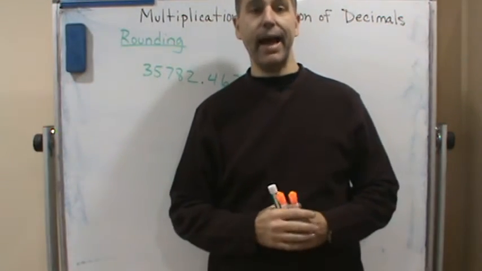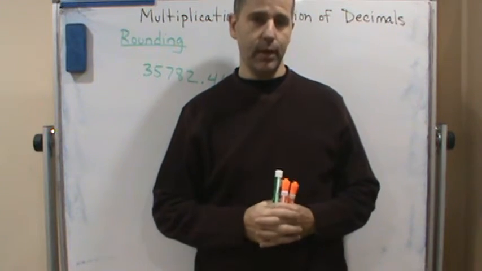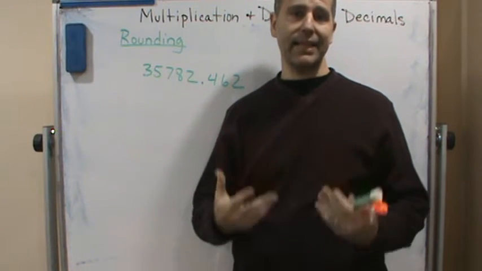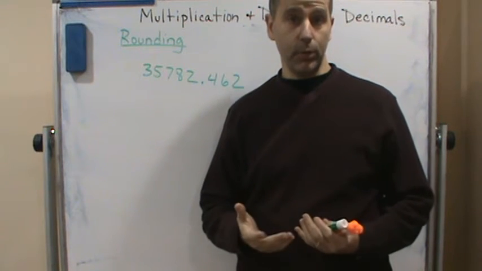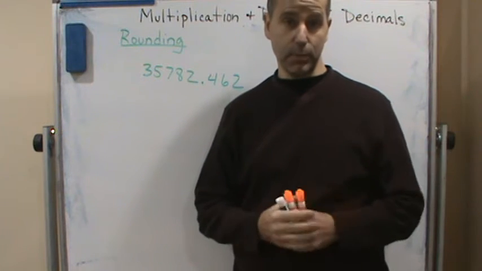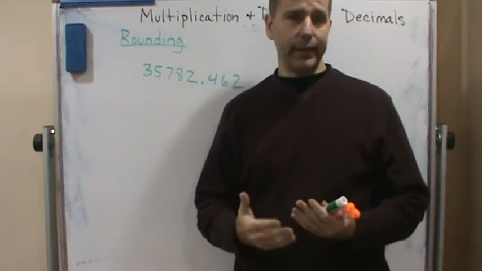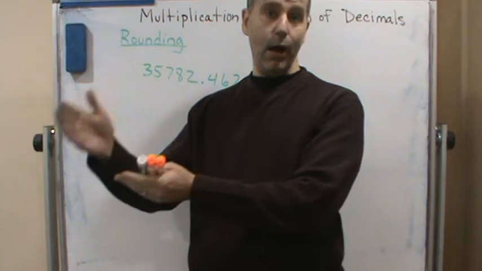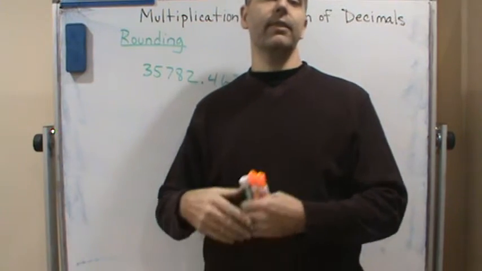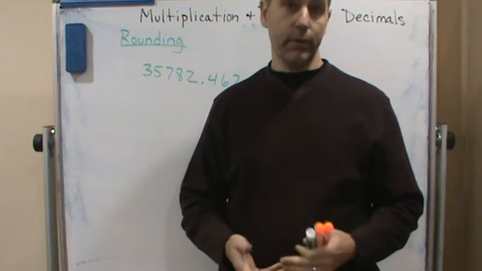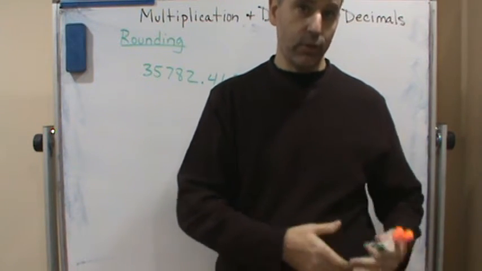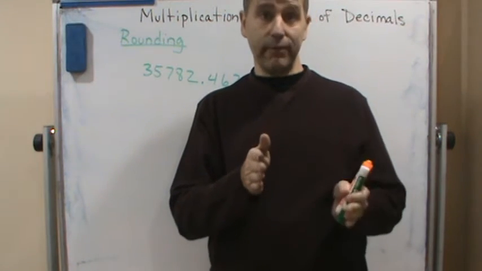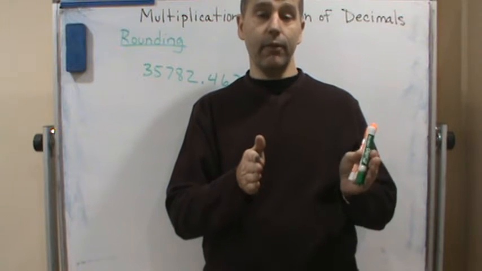Okay, so welcome back, and now we're going to talk about rounding decimals. Well, the good news is rounding decimals is exactly the same method, exactly the same way we do with whole numbers. It's just now we've got decimals. Whatever place value you're rounding to, whether it's the hundreds place, the thousands place, the tenths place, the thousandths place, or the hundredths place, you still look at the digit to the right of that place value.